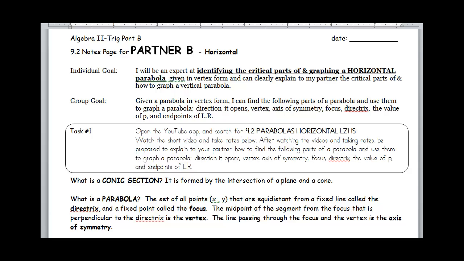In this video, you will learn how to identify the critical parts and how to graph a horizontal parabola, and then be able to explain it to your partner. So today we're going to look at conic sections. A conic section is formed by the intersection of a plane and a cone. For a parabola, that's going to be taking a cone and slicing it perpendicular to the base, so vertically, and that gives us our parabola shape.